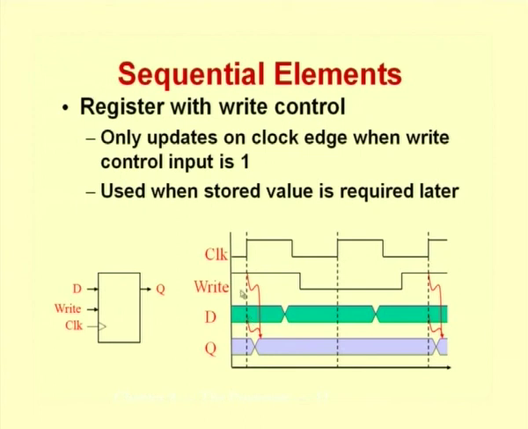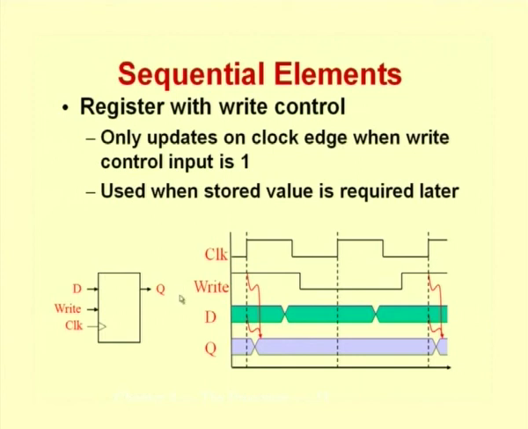So, look at what is happening here. Whatever value D has here is stored as soon as the edge occurs. That value has been stored here. Remember, the write signal is also high, so that value gets stored. Now, when the next clock edge occurs, the write signal is low. If the write signal is low when the clock edge occurs, there will be no change in the output because the value will not be stored here. The value will be stored only when the write signal is high and the clock edge occurs. You can see that happens in the next clock cycle.